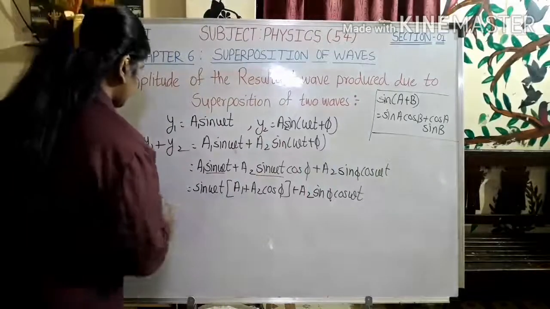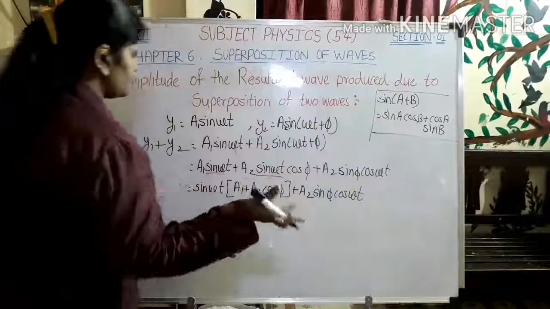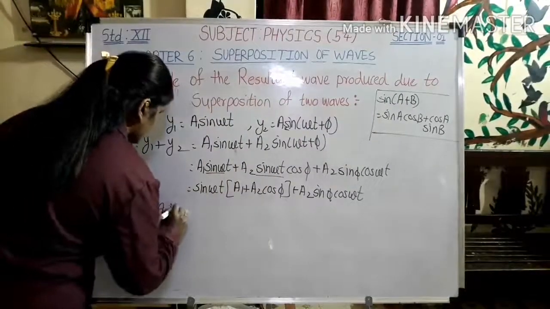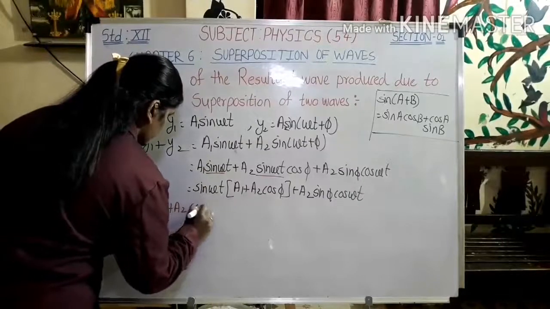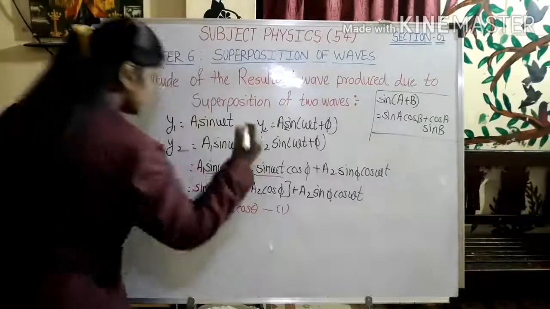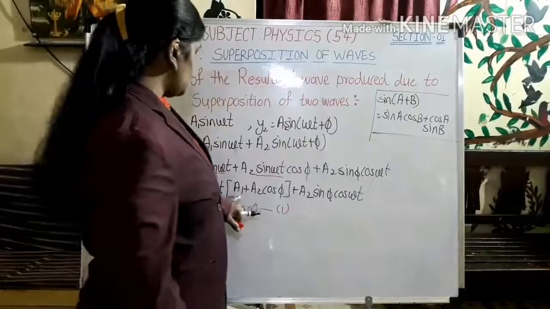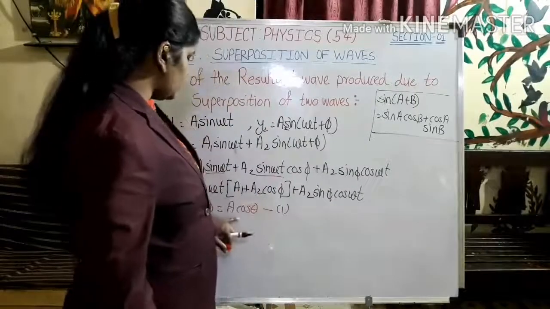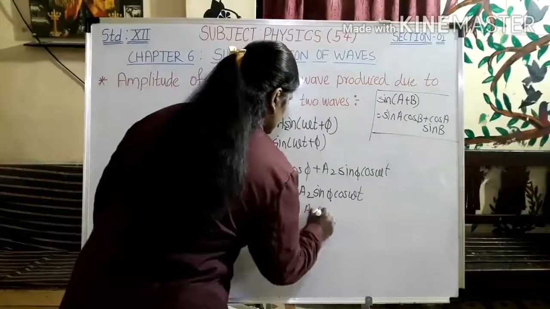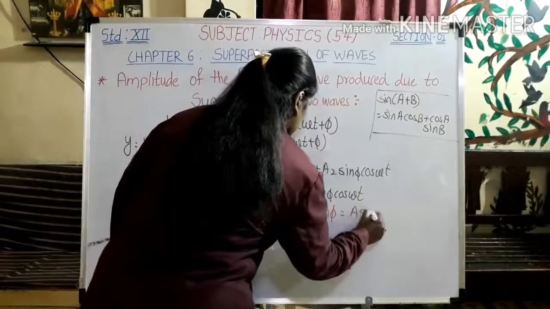Now I am going to put some values over here. Just look at this. I am going to put a1 plus a2 cos phi as a cos theta. This is my first substitution. Instead of a1 plus a2 cos phi, I am going to write a cos theta over here, and instead of a2 sin phi, I am writing a sin theta.